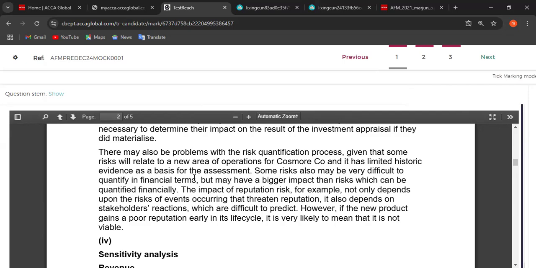So this is basically the theory which the examiner is explaining, that with part of the risk, first of all, you have to assess the risk, their likelihood, their chances of occurrence, and then their quantification methods. Some risks are difficult to quantify, some are easy to quantify. But if you are going to apply these methods onto the Cosmore company, this method of quantification would be very difficult because this is a new manufacturer. This company does not have any previous experience. We do not have any historical data available. Okay.